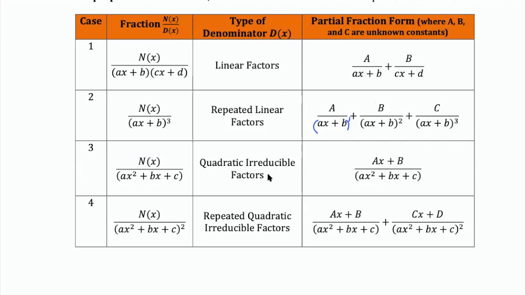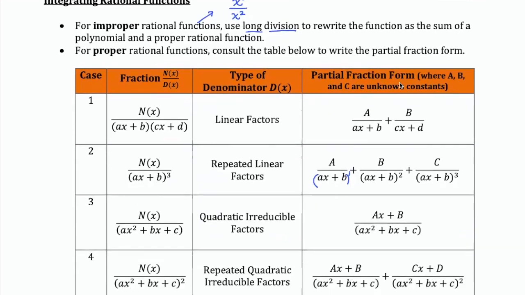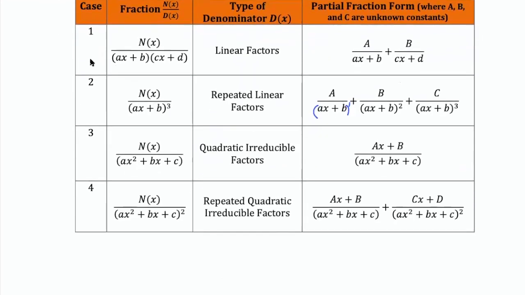Now, remember from the first fact up here that every polynomial can be written as a product of linear and quadratic factors. So these first two cases handle the linear factors. Now, if you get a quadratic factor in your denominator, an x squared, and it's irreducible, meaning it's impossible to factor this quadratic, you can get the partial fraction form this way, by just keeping that denominator and putting a linear expression in the numerator. So you're going to have an ax plus a constant.